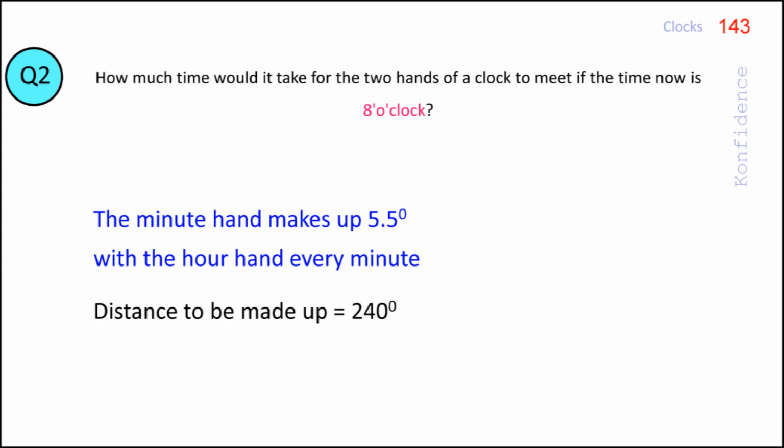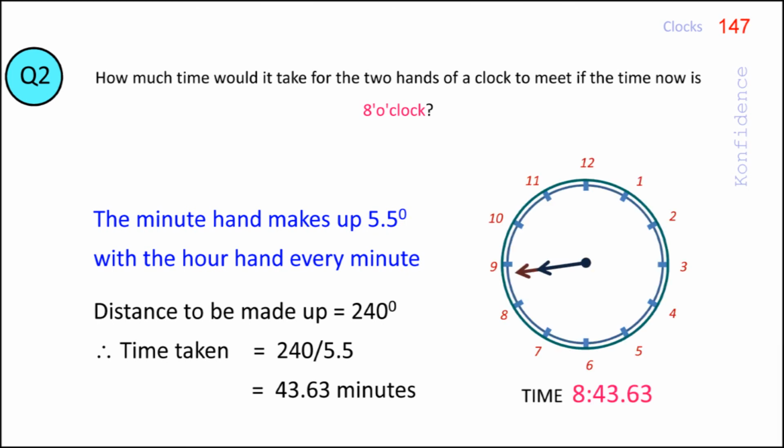So, to make up 240 degrees, the time taken will be 240 divided by 5.5, that is equal to 43.63 minutes. So, after 8 o'clock, it will take 43.63 minutes for the two hands to meet. So, the time at which both the hands of the clock will meet will be 43.63 minutes past 8.